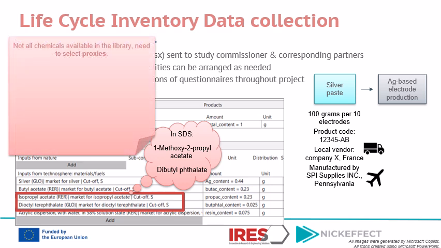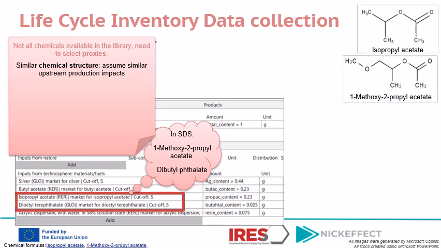And this is something that you typically encounter in an LCA. It's very unlikely that everything you need to model will be included in the library. You might, for some of the inputs, need to select suitable proxies. So how do you do that? In this case, I looked at the chemical structure of the two molecules I needed to find a proxy from. I made the assumption that if the chemical structure is similar, then that means that probably the upstream production process for these chemicals is similar.